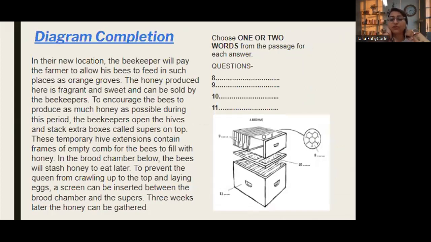Next is diagram completion. How does diagram completion look? Diagram completion is like this. You will have a passage. You have to choose 1 or 2 words from the passage for each answer. See, 8, 9, 10, 11, 4 questions are there. So you have to write 1 or 2 words. You have to read the passage and find the answers for this diagram. You have to label this diagram basically.